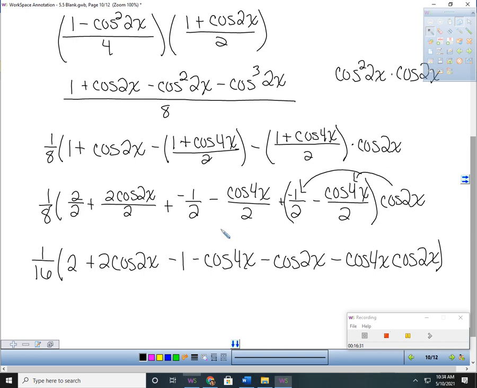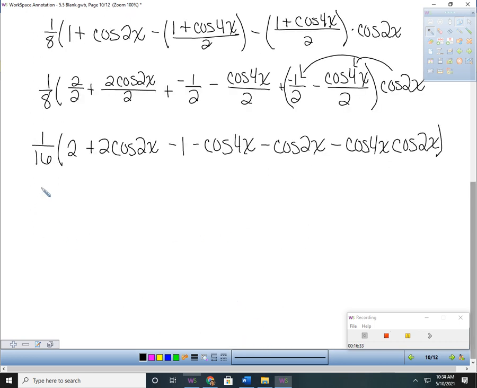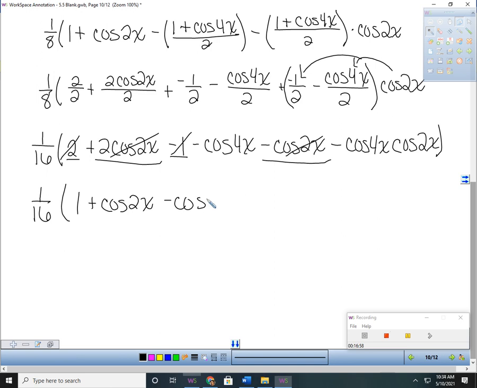Now I have nothing else to power reduce. I'm going to combine my like terms. So I have 1/16 out front. 2 and negative 1 make 1. I have a positive 2 cosine 2x and a negative cosine 2x, which makes a positive cosine 2x. I only have this one negative cosine 4x, and then the minus cosine 4x cosine 2x.